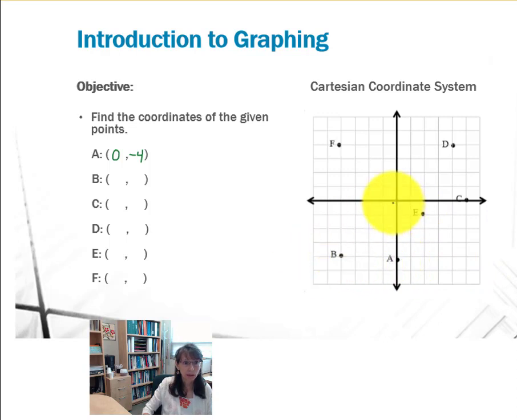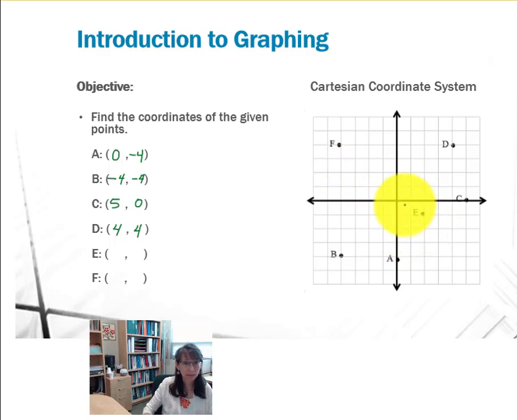Point B. X is our first direction, so 1, 2, 3, 4 to the left, 1, 2, 3, 4 down. So x value negative 4 and y value is also negative 4. For point C, we're moving 1, 2, 3, 4, 5 to the right, but then nowhere up or down. So that would be 5, 0. Point D, 1, 2, 3, 4 positive, 1, 2, 3, 4 positive. That would be 4, 4.